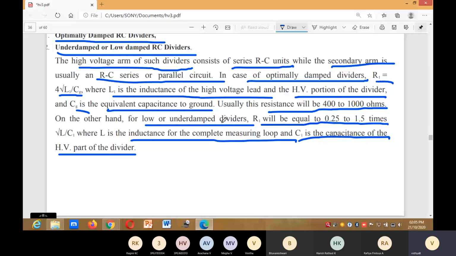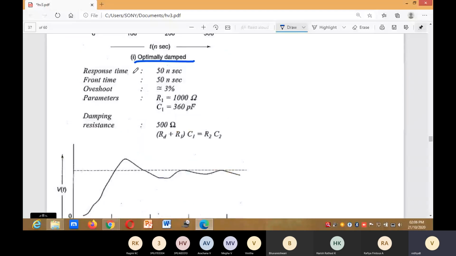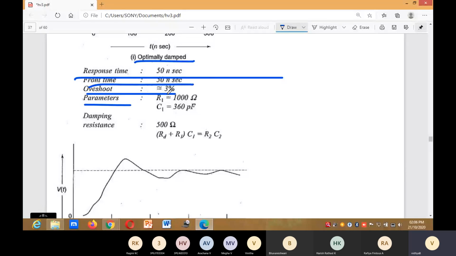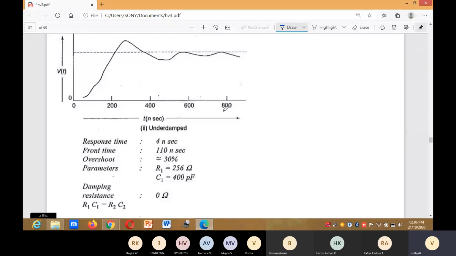This is the optimally damped waveform. Response time 50 nanoseconds, front time 50 nanoseconds, overshoot equal to 3%. Parameters: R1 is equal to 1000 ohm and C1 is equal to 360 picofarad, damping resistance 500 ohm, (RD plus R1) C1 equals R2 C2.